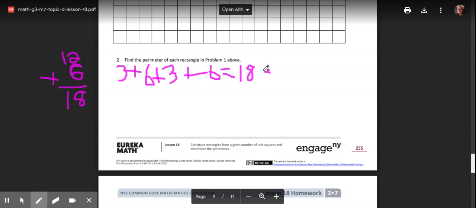You should also put centimeters or meters. I think it was centimeters. I should probably scroll back up, but I want to give you some time to do this. So please pause the video to find the perimeter of the rectangles that you drew above.